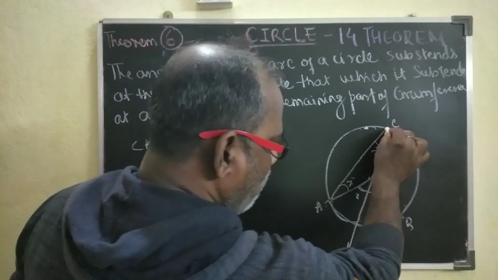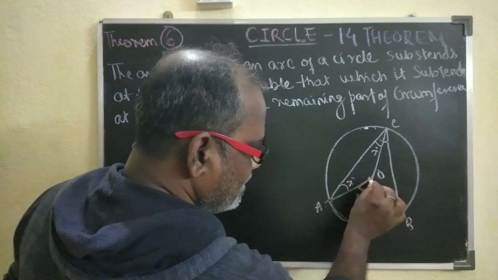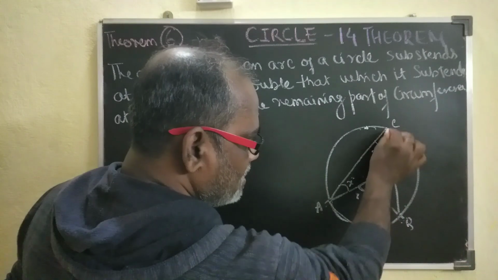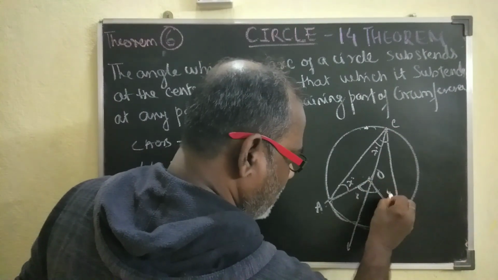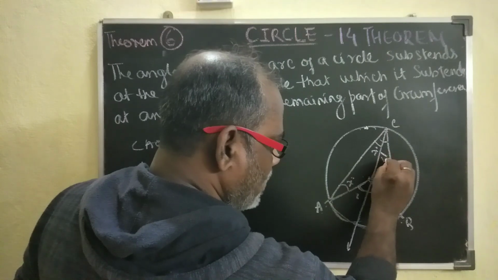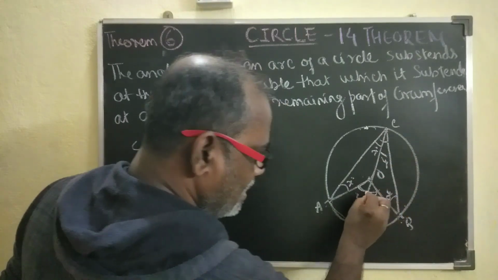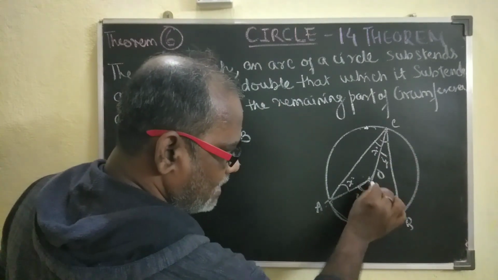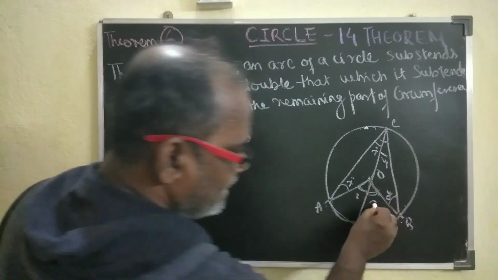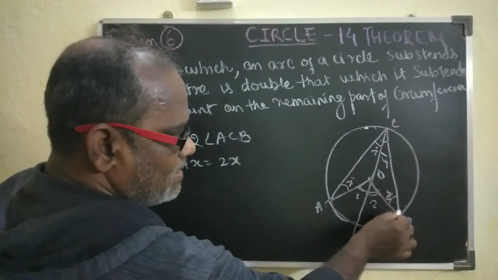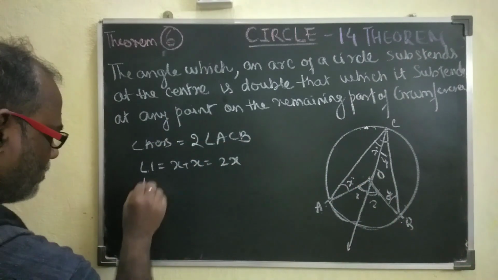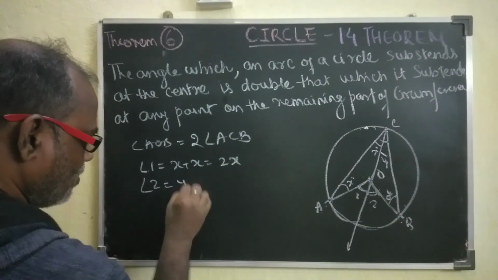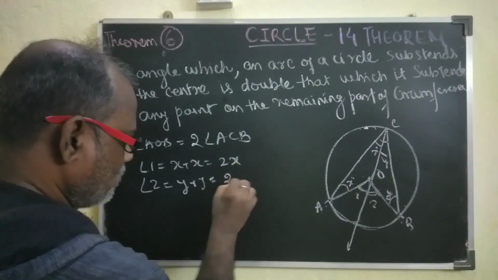Now let us go with this triangle. Since this equals this, this becomes an isosceles triangle. So if this be y, then this is also y. Let this angle be angle 2. So this is an exterior angle of this triangle. So angle 2 equals 2y, y plus y equals 2y.